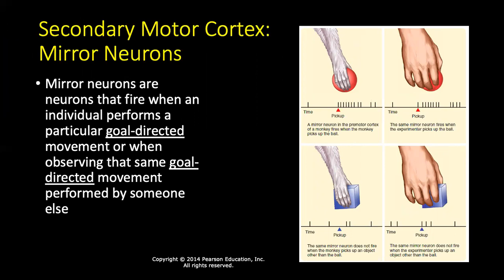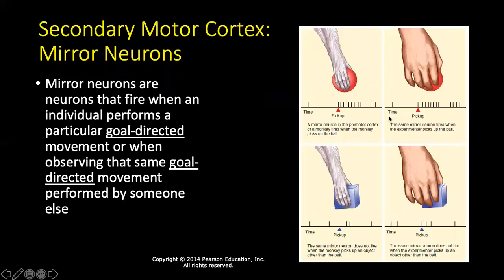And so again, we can expand our definition here, where mirror neurons fire when an individual or animal performs a particular goal-directed movement. That is, a movement with a purpose. These are the types of movements and actions that can be learned via social transmission, social learning, right? So when they're doing it themselves or observing someone else do that movement.